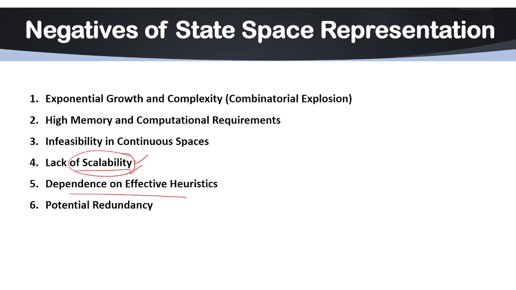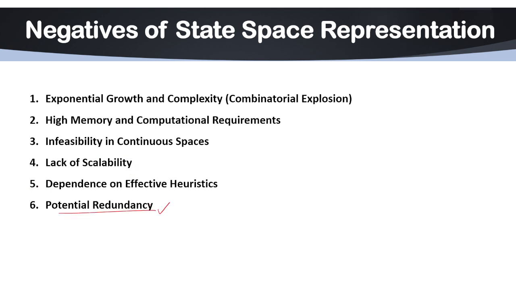Another is dependence on effective heuristics. For many complex problems, heuristics are required to guide the search effectively through the state space, and without good heuristics, the search can be inefficient. That is why we call it dependence on effective heuristics.